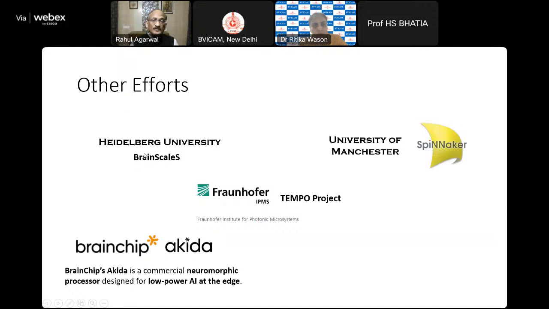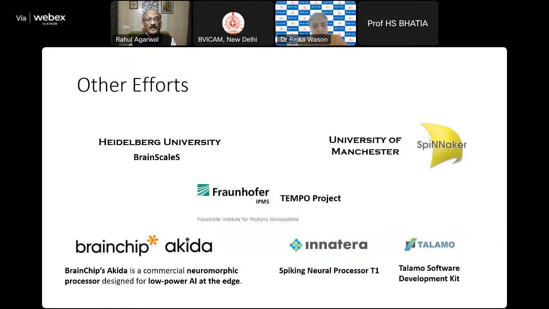But we also have companies like BrainChip, which has introduced a processor called Akida, a commercial processor designed for low-power AI at the edge. They have introduced it with specific use cases in mind. There's another startup called Innatera. They have introduced a spiking neural processor called T1, and they also have a software development kit called Talamo. So these are some of the efforts happening in the research field as well as in commercial offerings.